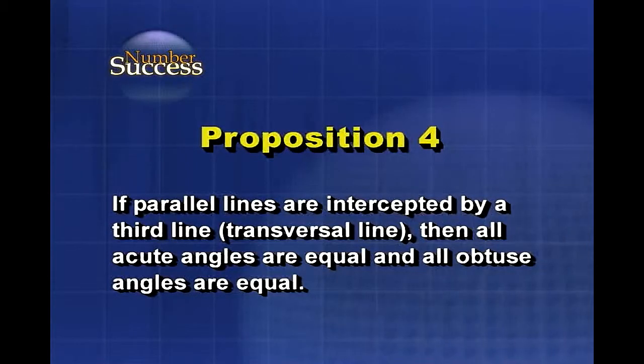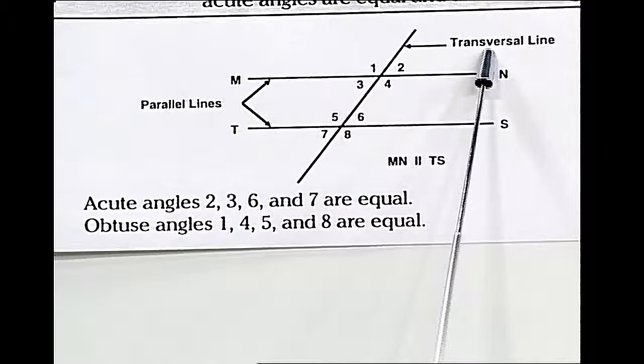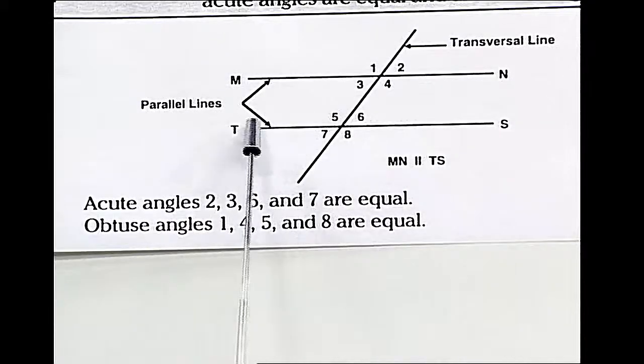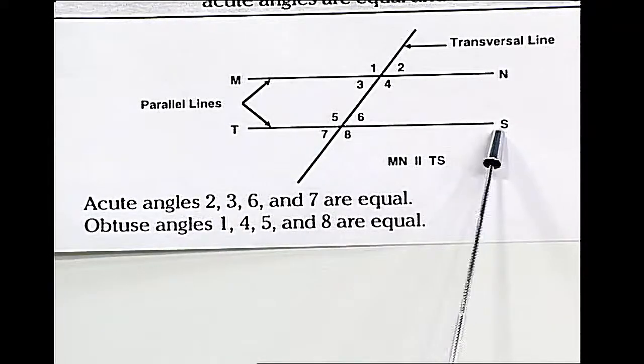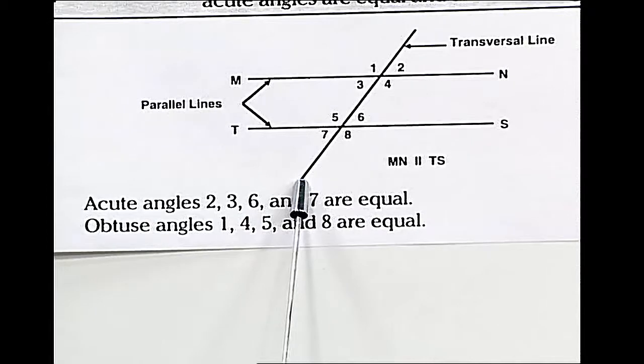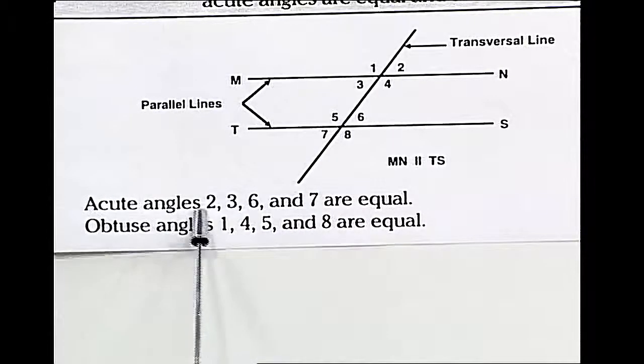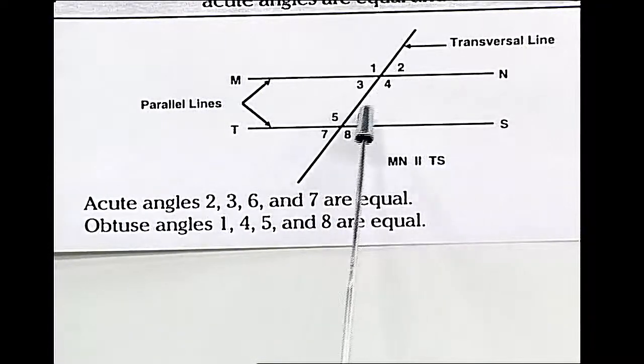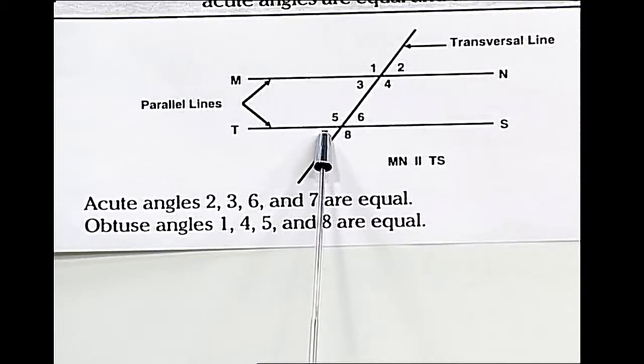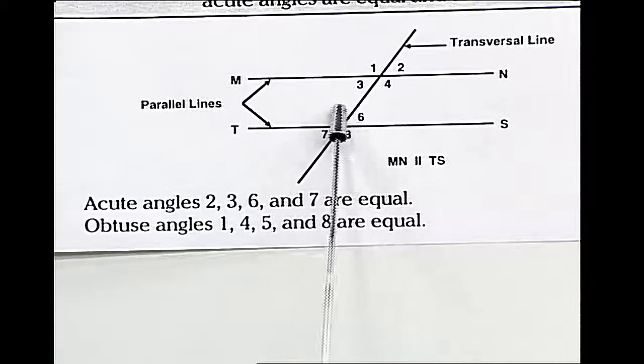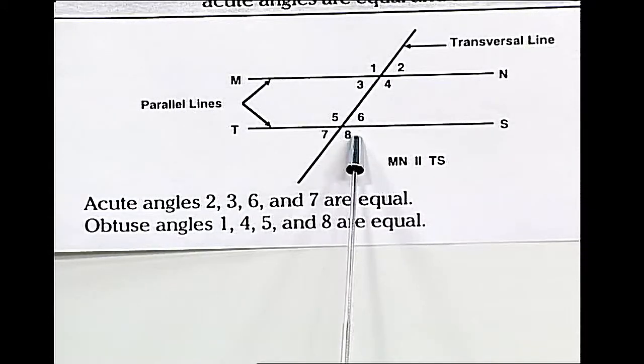Proposition 4. If parallel lines are intercepted by a third line, which is called a transversal line, then all acute angles are equal and all obtuse angles are equal. Example, MN is parallel to TS. This is a transversal line. Angles 2, 3, 6, and 7 are equal. Obtuse angles 1, 4, 5, and 8 are equal.